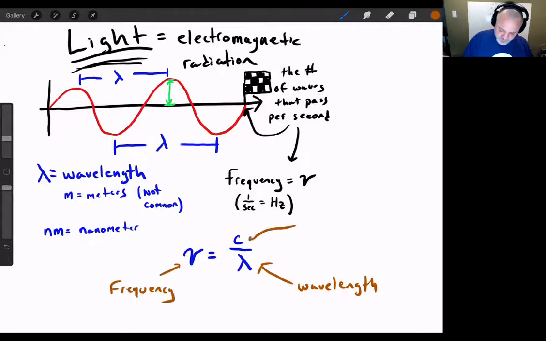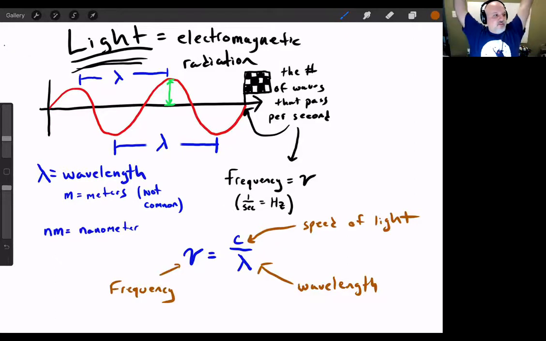Does anybody know what c is? Speed of light. All right. The speed of light is a constant. Yep, it's definitely constant. Light travels in a vacuum at the same speed, no matter what the frequency or the wavelength is. It's just that there's a relationship between frequency and wavelength such that it satisfies this equation.